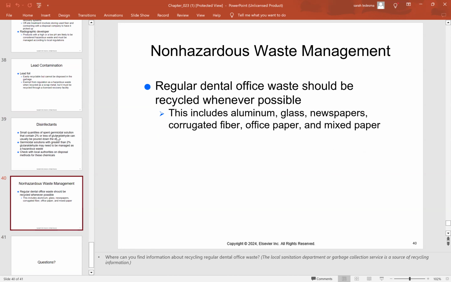Non-hazardous waste management: regular dental office waste should be recycled whenever possible, and that's going to include your everyday aluminum, glass, newspaper, fiber, office paper, and mixed paper.